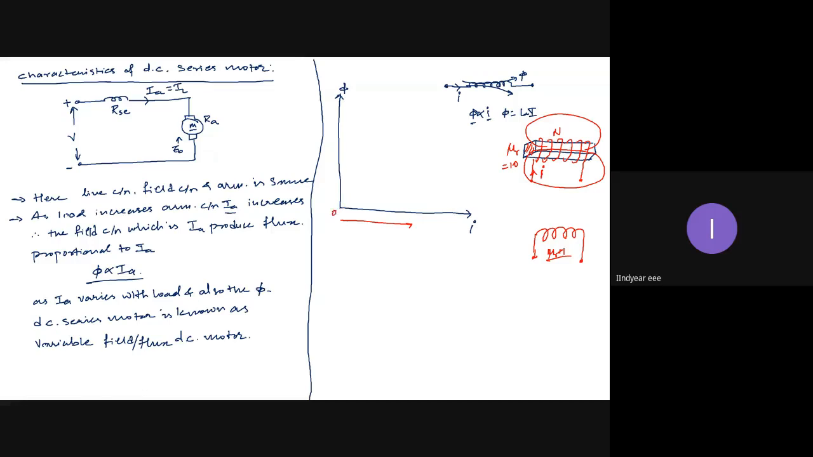Initially, the variation of flux with respect to current will be linear. After some magnetization, it becomes slightly non-linear. After some more magnetization, it saturates. So this is I sat, where beyond this current to the coil, there is no change in the magnetic field. My flux will remain constant. So this is called saturation. This is called magnetic saturation.